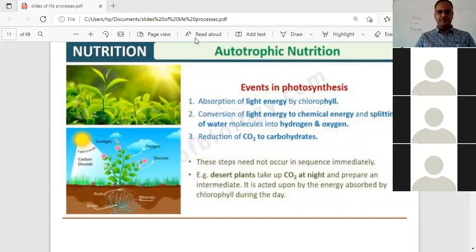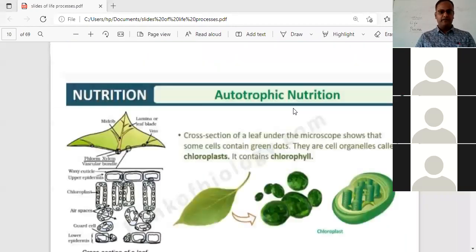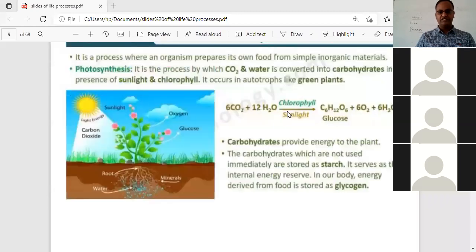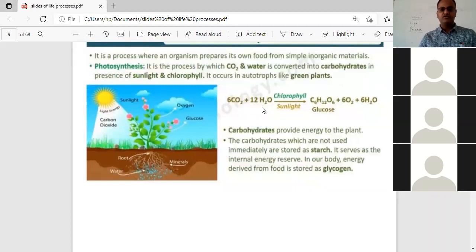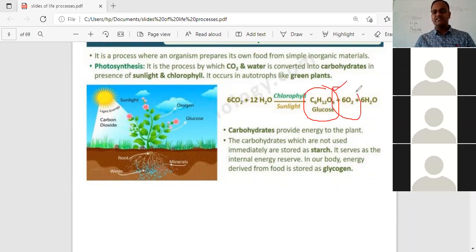Now, students, once again, let me go to the equation. In this equation, student, you are clearly seeing that 6 CO2 and 12 molecules of water are being utilized, or we can say these are the raw materials. In presence of the chlorophyll and the sunlight, they are preparing the food, which is the glucose, and in this reaction, O2 is liberated as a byproduct. This we did in our last class also, and now we are going forward.